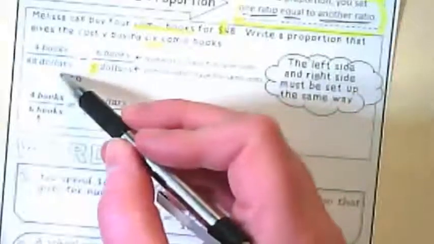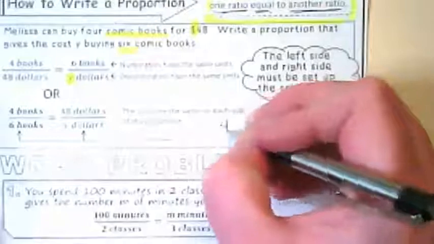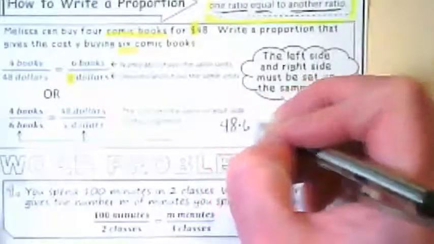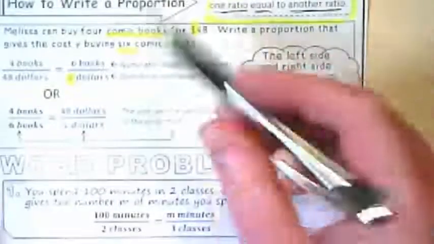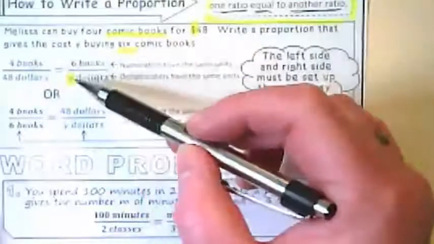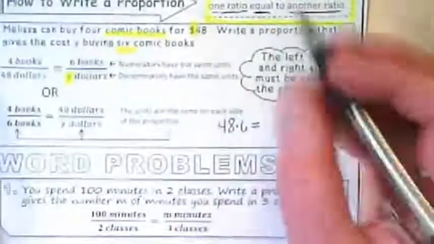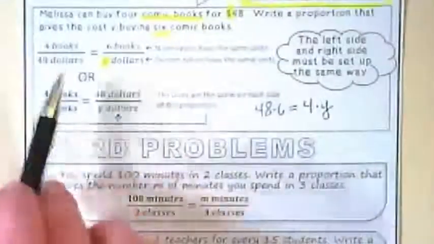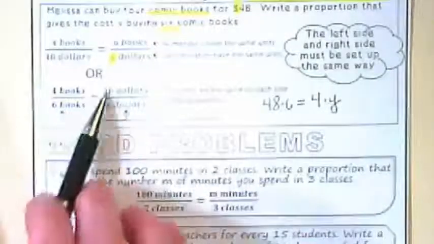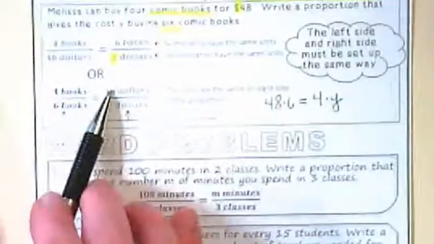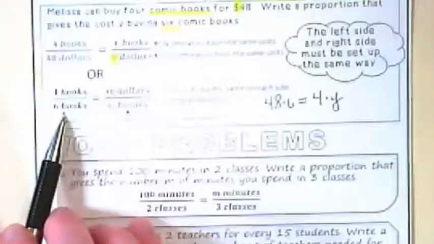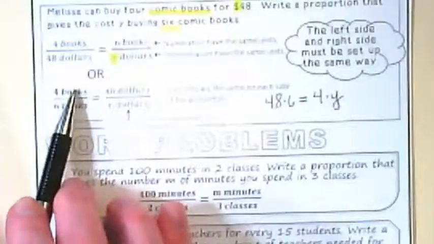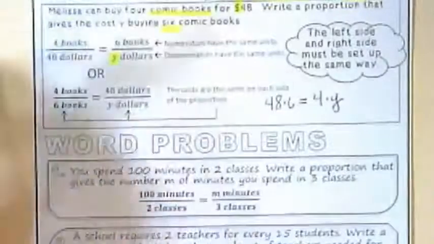What's across from each other? 48 and 6. 48 times 6 is equal to 4 times y. I set that up that way from this problem up here, but look down here. What's across from each other down here? I still have 48 and 6, and I still have 4 and y.